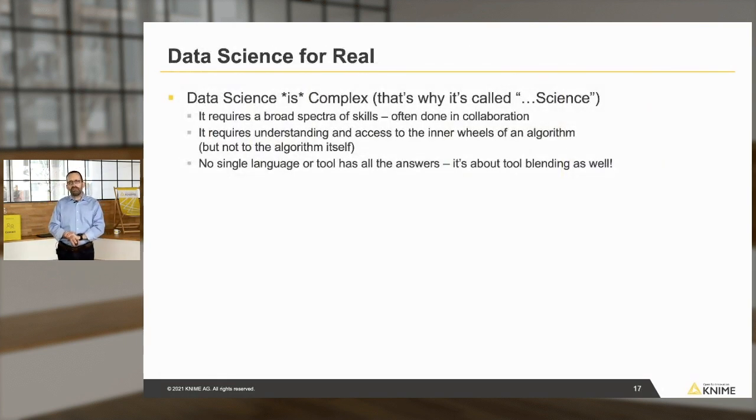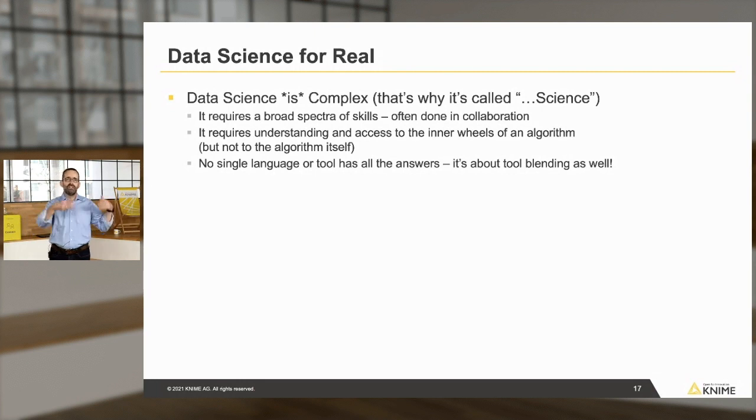So data science, for real. If you really want to do data science, I think the important part here, and that often gets blurred a little bit when people talk about no code and low code and easy stuff, is that data science is complex stuff. That's why we call it a science, right? It requires a very broad spectrum of skills, and very often you don't even have all of these skills in one person, but it's really a team effort, right?